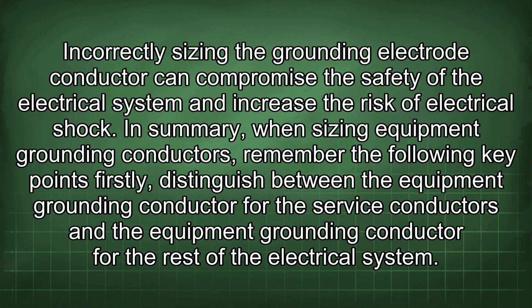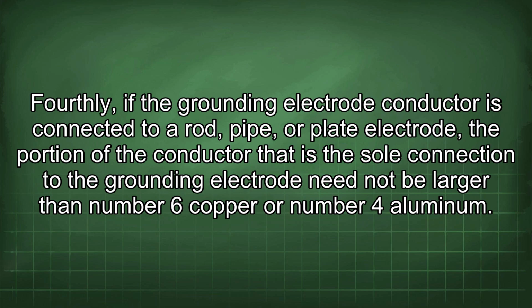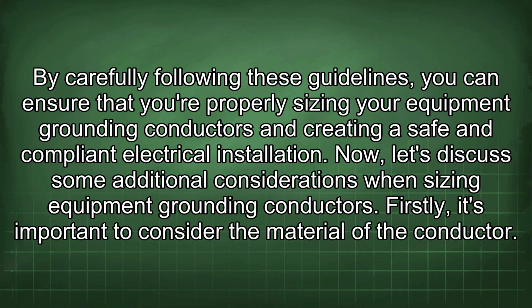In summary, when sizing equipment grounding conductors, remember the following key points. Firstly, distinguish between the equipment grounding conductor for the service conductors and the equipment grounding conductor for the rest of the electrical system. Secondly, the equipment grounding conductor for the service conductors is sized based on Table 250.66. Thirdly, the equipment grounding conductor for the rest of the electrical system is sized based on 250.66(A). Fourthly, if the grounding electrode conductor is connected to a rod, pipe, or plate electrode, the portion of the conductor that is the sole connection to the grounding electrode need not be larger than number 6 copper or number 4 aluminum. By carefully following these guidelines, you can ensure that you're properly sizing your equipment grounding conductors and creating a safe and compliant electrical installation.